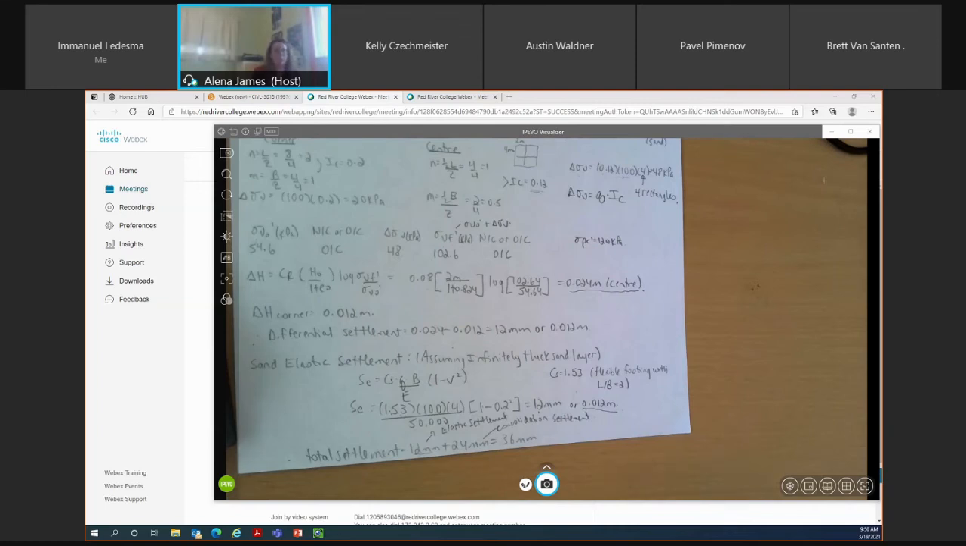So if you wanted to know what the total settlement would be associated with this soil profile, you would add your elastic settlement from the sand layer and then your consolidation settlement from the clay layer. So your elastic settlement is 12 millimeters, your consolidation settlement is 24 millimeters, so your total settlement would be 36 millimeters.